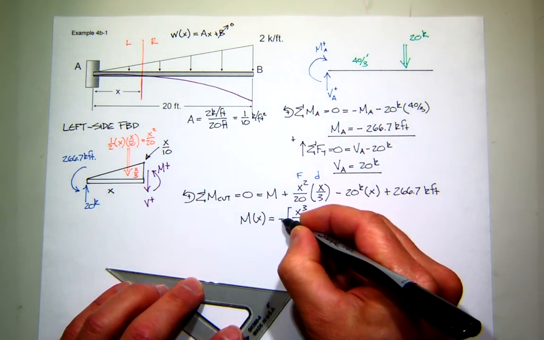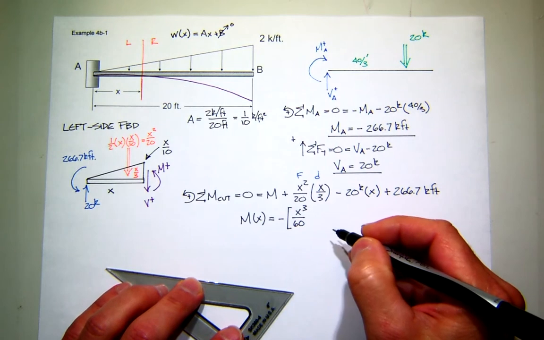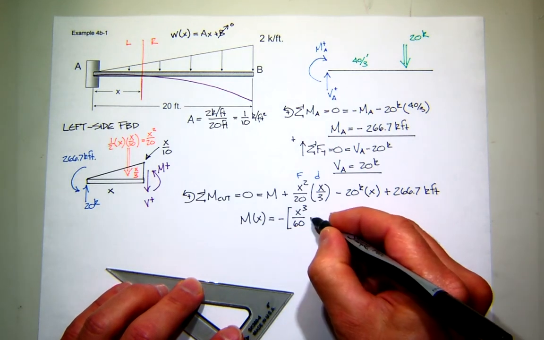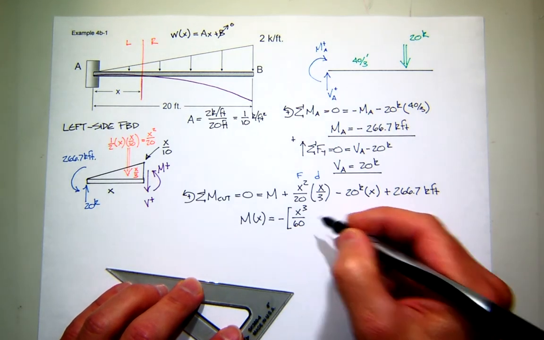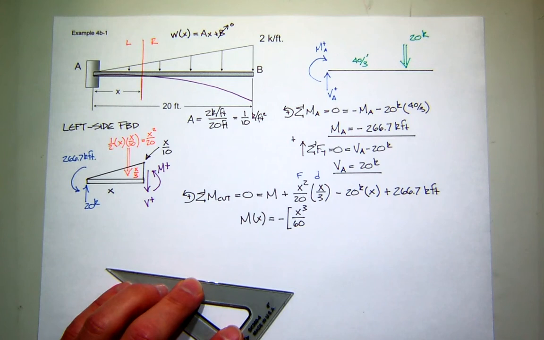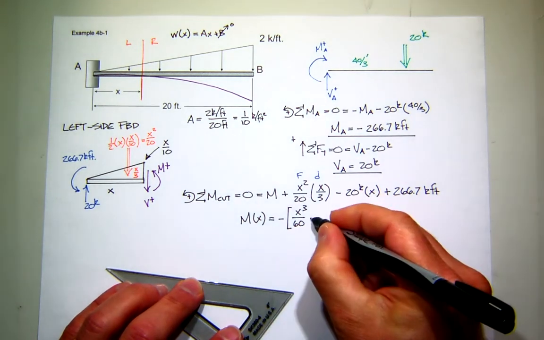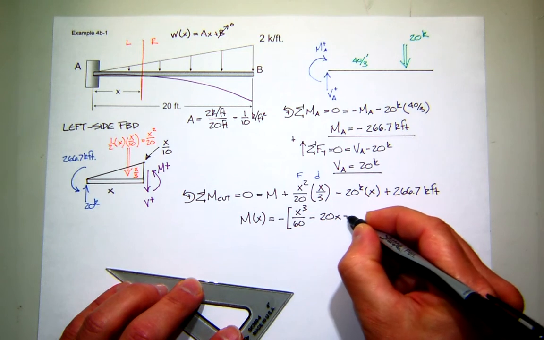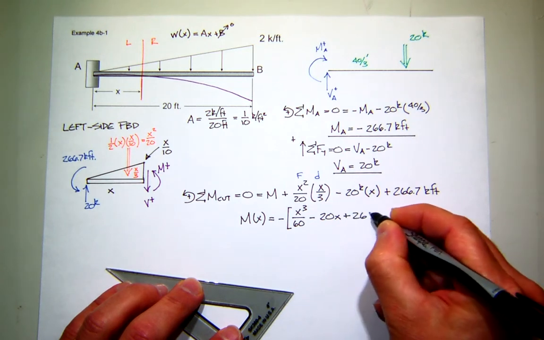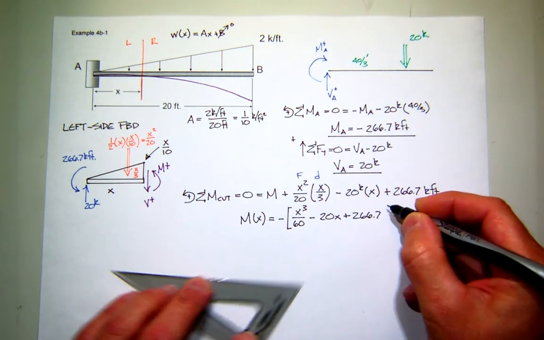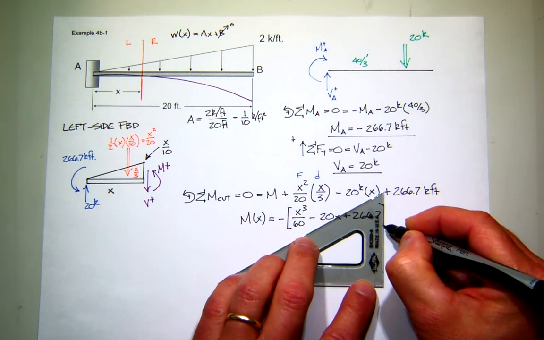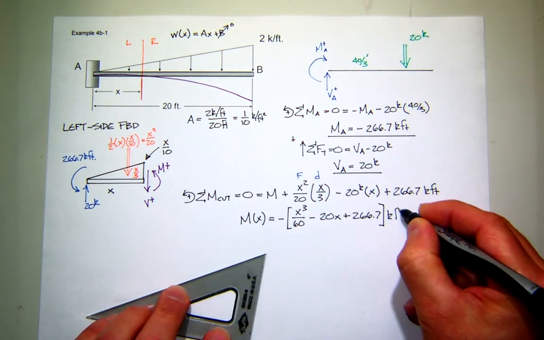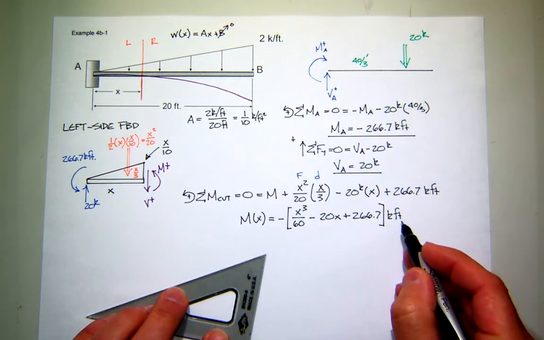I shouldn't have put that there. Well, I messed up. Will it change signs? Put the negative sign right there. Will it change the signs on the inside? So it'll be x cubed over 60. We'll just leave it like that. Plus 20x plus 266.7. The minus sign will go through. I just wanted to put all the units at the end. Each of those terms is kip feet.